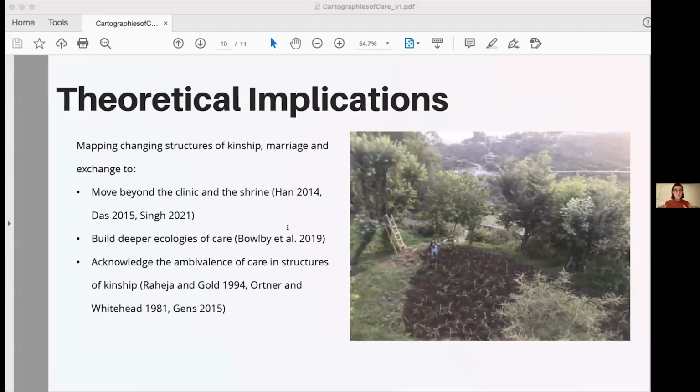I know this is a very small slice of life and a small local situation, yet I think it has significant theoretical implications, where I'm arguing for the systemic mapping of kinship, changing kinship, marriage, and exchange patterns to understanding the structural and symbolic forms that care takes beyond topographies of formal care. And hence, I hope to contribute to recent literature in anthropology and geography on ecologies of care, like the brilliant paper we've heard today, by adding specific ways of acknowledging the ambivalence of women's positions in patriarchal constellations.